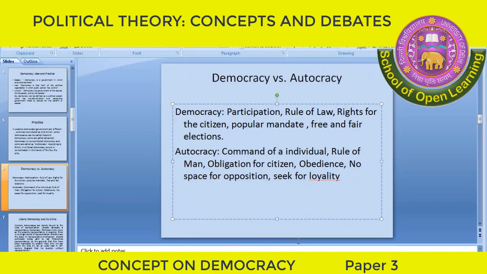As we discussed, for example, the idea of the salad bowl, where you identify yourself as different, but there should be a blending of taste.